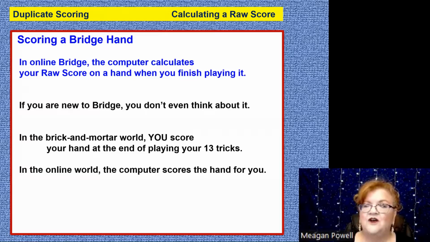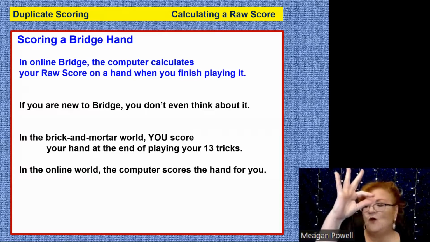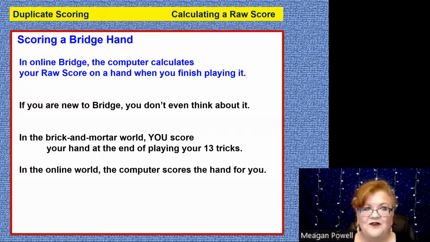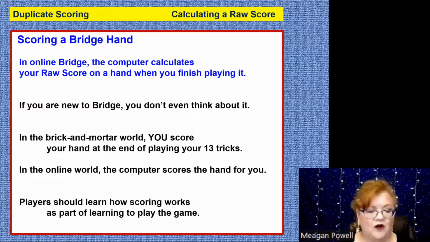In class, in our shark hands in class, you know how you get that score at the end on your screen? And I've always said to you, just bat it away. Well, the computer has calculated that for you, but you didn't know how you got plus 420 or minus 110. So that's the piece we want to do now, because it's really important that players learn how scoring works as part of learning to play the game.